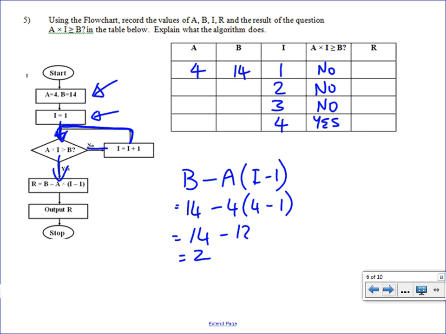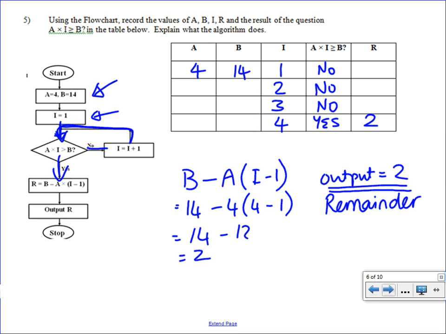2. So R is 2, and then our output is R. So our final output is just the number 2. And did it ask us to explain? Yes, explain what it does. So what it's doing is taking out whole amounts of 4 from 14 and seeing what's left over. So it's finding the remainder.